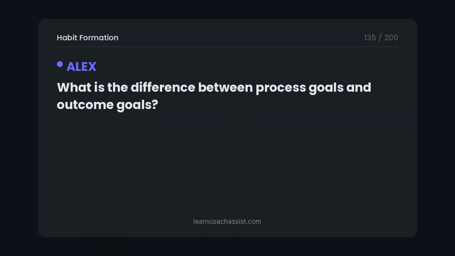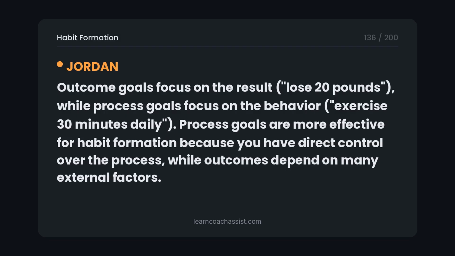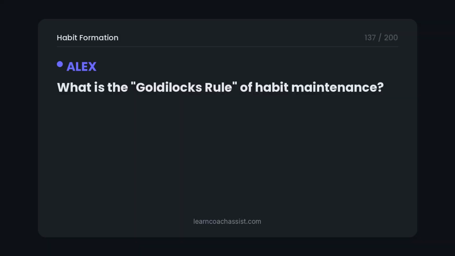What is the difference between process goals and outcome goals? Outcome goals focus on the result, like lose 20 pounds, while process goals focus on the behavior, like exercise 30 minutes daily. Process goals are more effective for habit formation because you have direct control over the process, while outcomes depend on many external factors. What is the Goldilocks rule of habit maintenance?